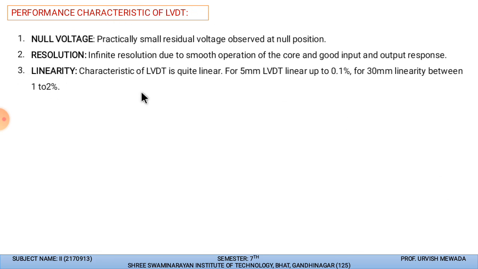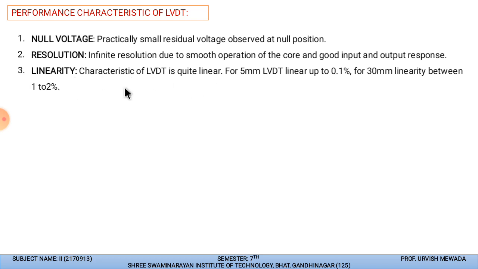Now the third characteristic is linearity. The characteristic of the LVDT is quite linear, because we have fine and coarse movement of the core, so we can have gradual movement of the core, so that we can have the linear output. For a 5 mm displacement LVDT, it is linear up to 0.1%, and for the 30 mm displacement, the linearity is between 1 to 2%.